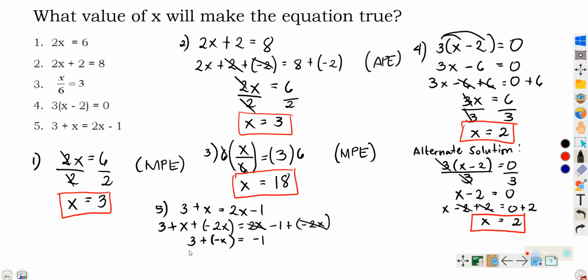Ayan. So, ngayon, itong 3 naman na to ang aalisin natin. So, dahil positive siya, so, ang i-add natin ay negative 3. So, plus negative 3. And then, magpa-plus din tayo ng negative 3 sa right side. Okay? So, 3 plus negative 3, sabi ko nga, ito ay magiging 0 na. Cancelled na yan. Ang matitira na lang ay negative x. Okay? And then, negative 1 plus negative 3. Sorry, nabubulol na. So, negative 1 plus negative 3 is negative 4.